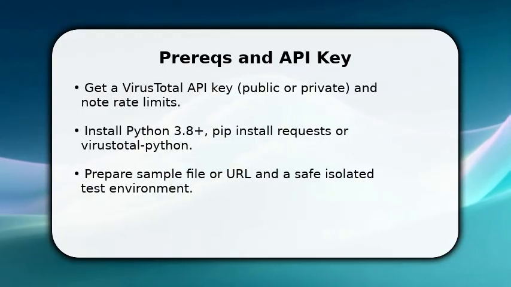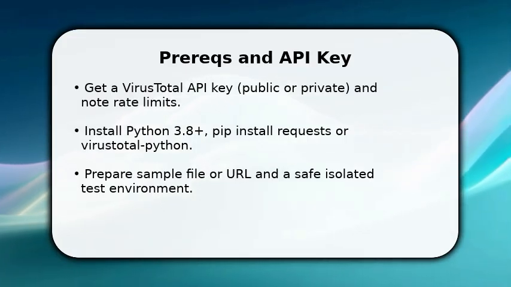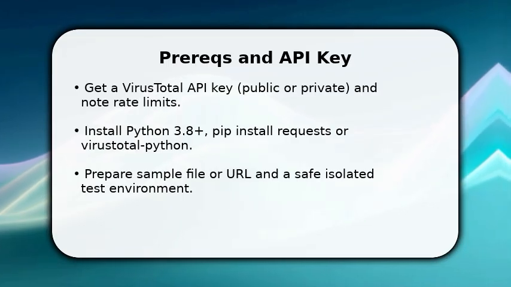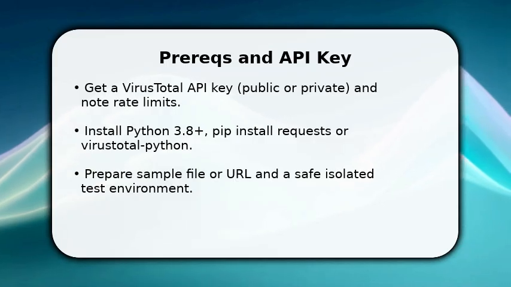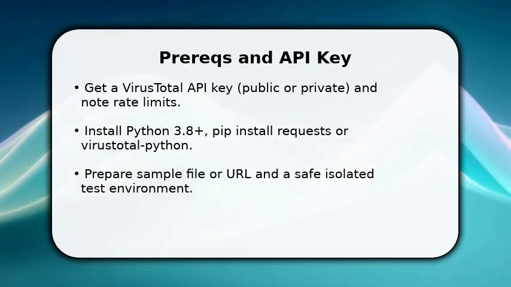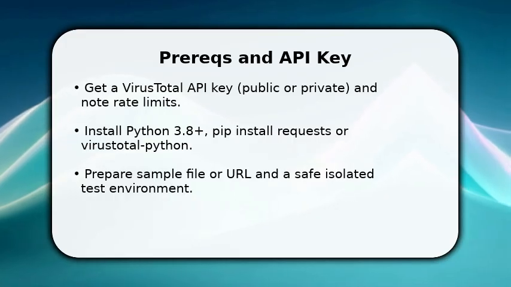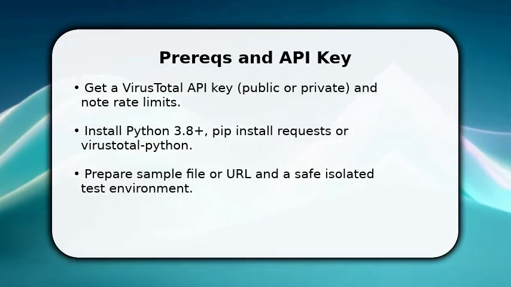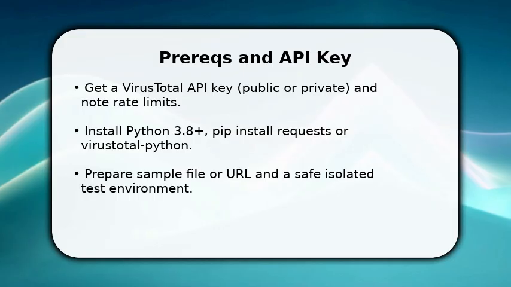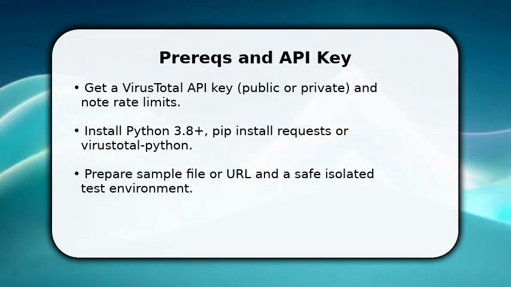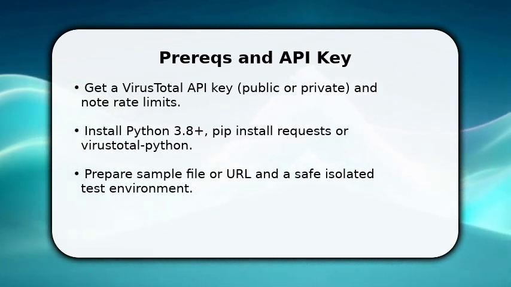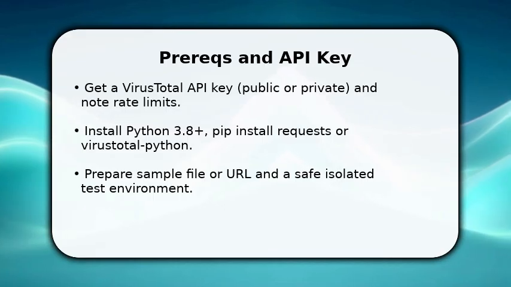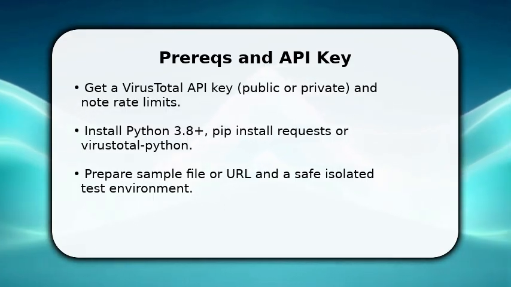You begin by securing your Virustotal API key and confirming your plan's rate limits. This unlocks access to endpoints immediately. Once done, install dependencies. Use pip install requests or the official Virustotal Python wrapper so you can focus on logic instead of HTTP plumbing. Make sure to pick a representative sample file or URL and run tests in an isolated folder to avoid accidental uploads. From here, you're ready to initialize the client and perform the first API call to verify authentication and connectivity.